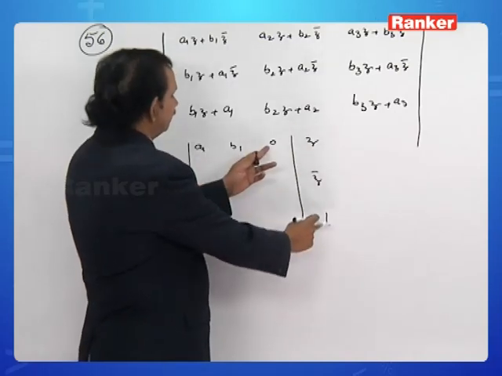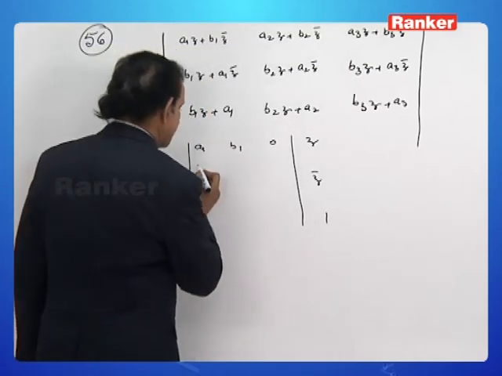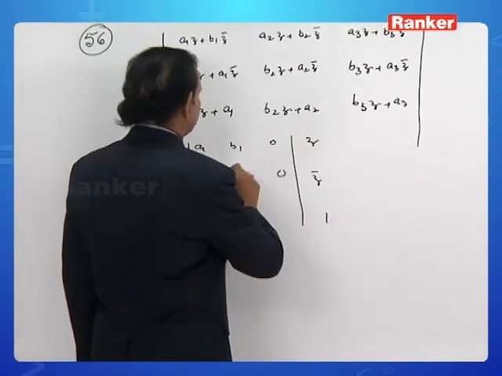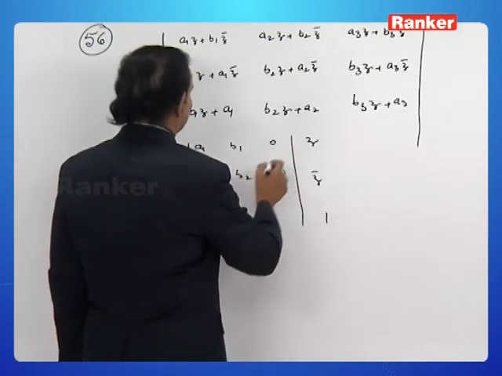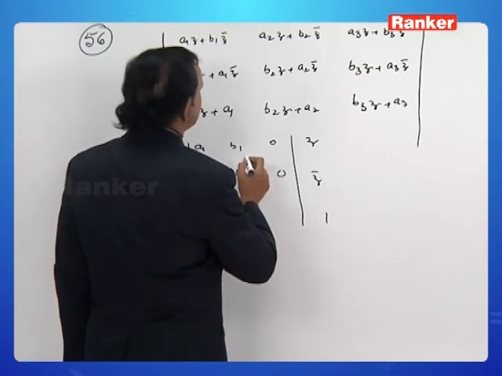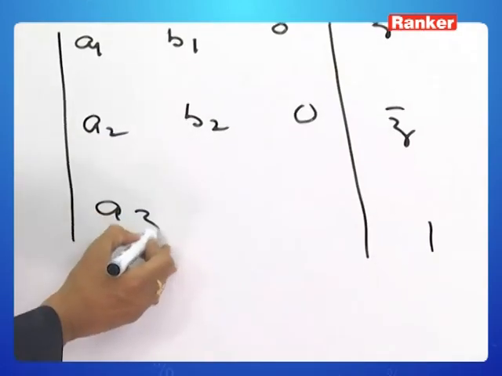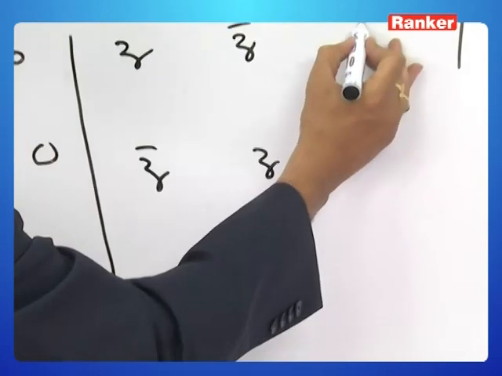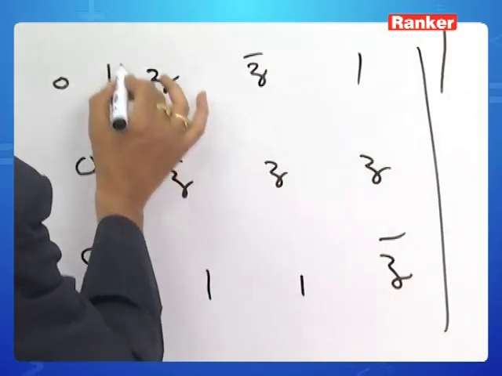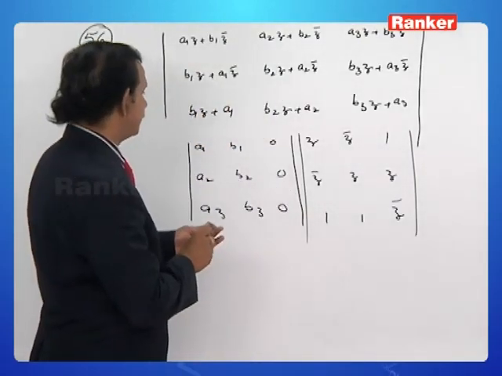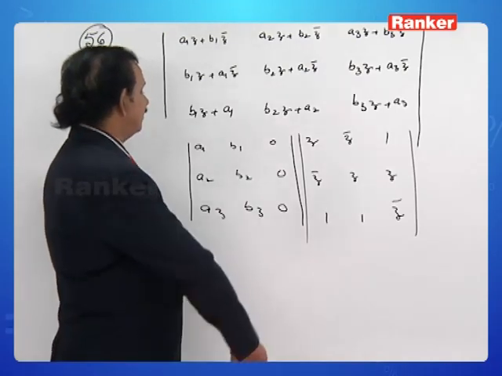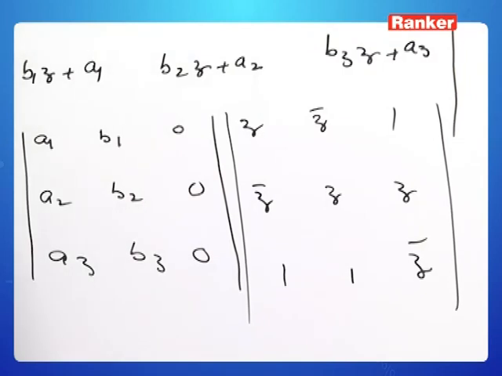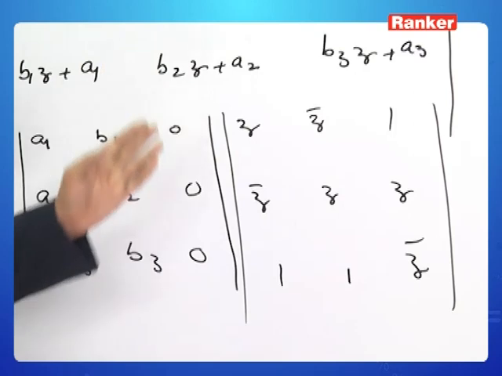Multiply A1Z plus B1Z, Z bar, 0. A2, B2, 0. Second row, first column, A2Z, first row, second column. Multiply these two determinants, A1Z plus B1Z, A2Z plus B2Z bar, A3Z plus B3Z bar. It's very, very easy to observe that this bulky determinant can be seen as the product of these two determinants.